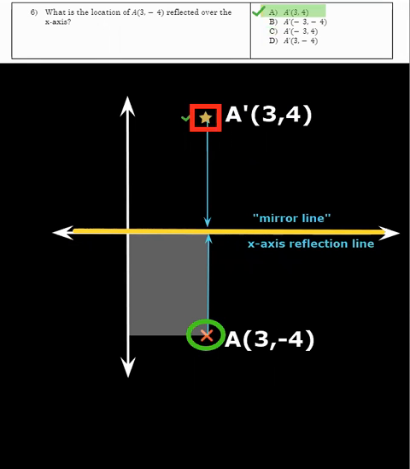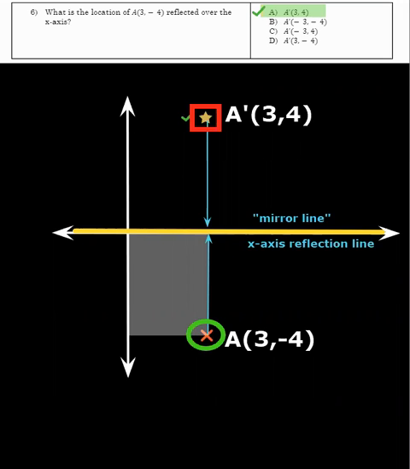Question 6. What is the location of A (3, -4) reflected over the x-axis? Well, A (3, -4) is down there in quadrant 4, and I've squared it off with a rectangle to space it out. But the mirror line is the x-axis reflection.